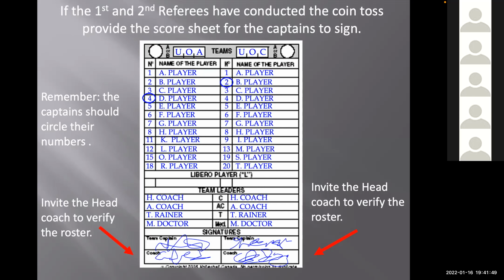Okay, so once you're done, the idea is to get all of the rosters done before the coin toss. Not always possible, but we do our best. Once it's done at the coin toss, the captains will sign. Once again, it'll depend on how processes are going to go, on what things COVID might change. But typically the captains are going to sign when they're done the coin toss, and then the referees are going to get the coaches to sign sometime before the start of the game.